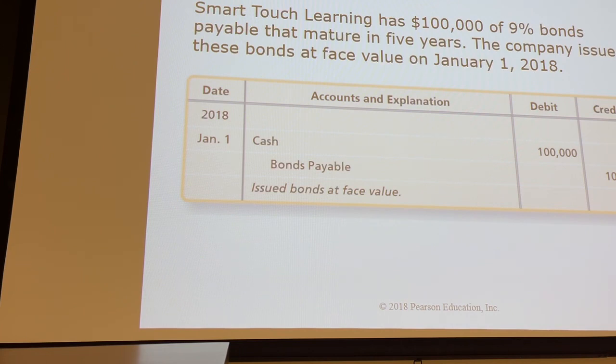Okay, so here Smart Touch Learning has $100,000 of 9% bonds payable that mature in 5 years. The company issues these bonds at face value on January 1st, 2018. So when they're being issued at face value, the journal entry is pretty straightforward. We would debit cash for the cash that they're taking in from investors, $100,000. We would credit bonds payable, $100,000, and that will go on to their balance sheet as a long-term liability.